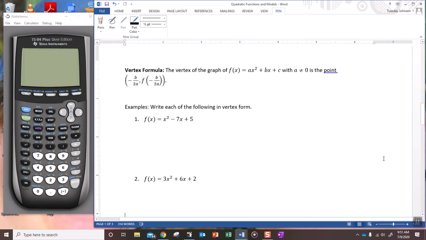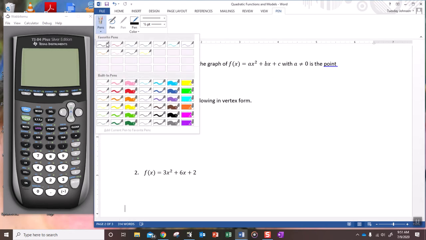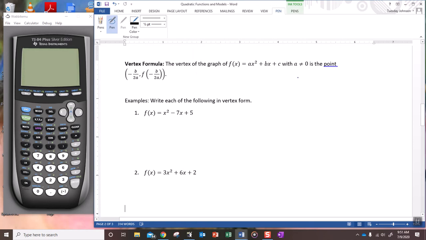All right, the vertex formula. So it'd be nice if we could find the vertex easily with the standard form as well. Given the standard form, our vertex can be found at negative b over 2a, comma, the function value at negative b over 2a. So the h value from the vertex form is the same as negative b over 2a. The k value is what you get when you substitute the h.